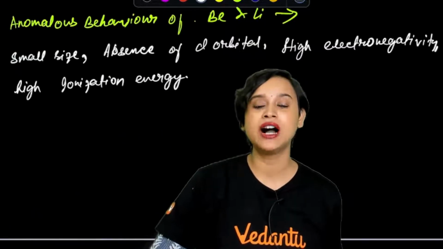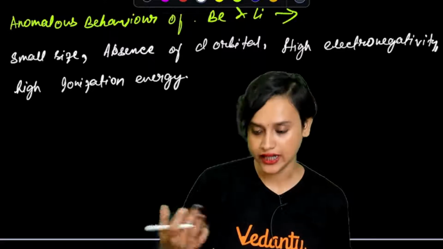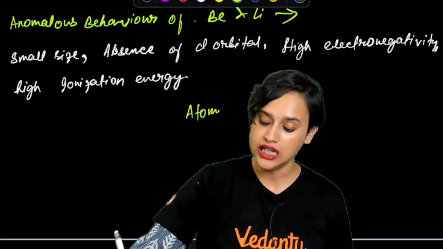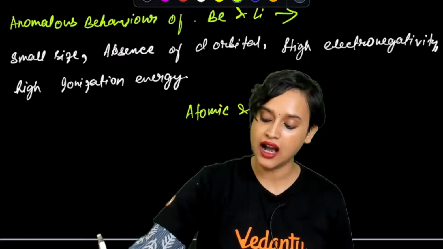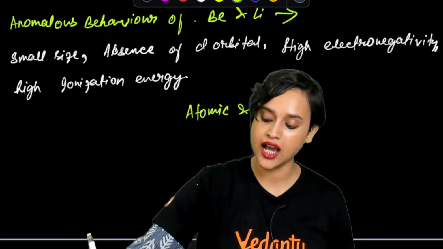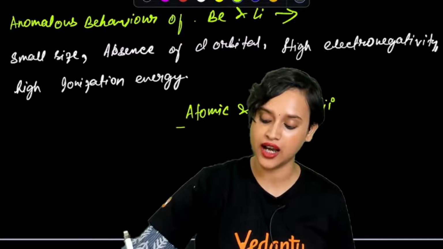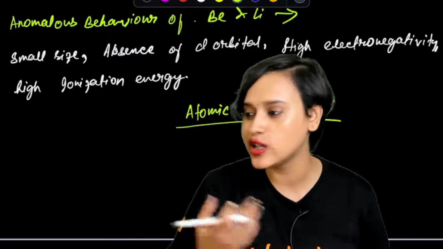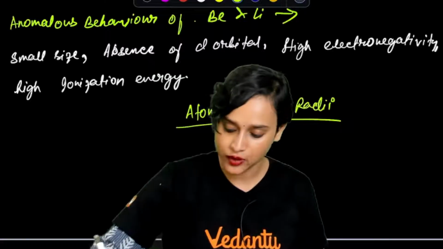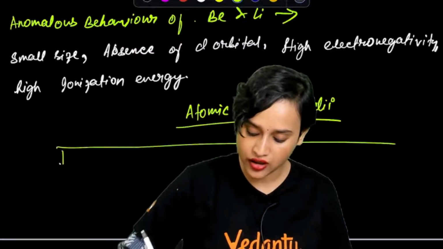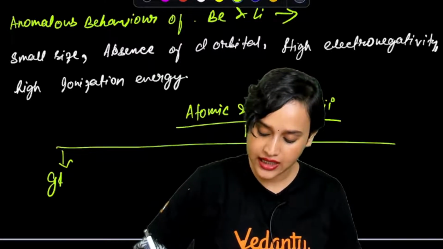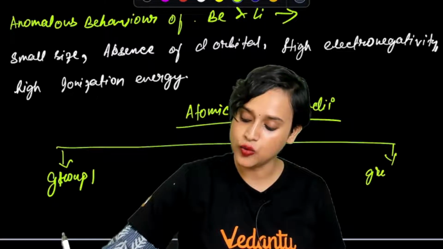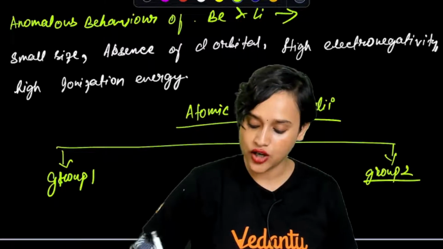Now, let's talk about the atomic and the ionic radii. What is the trend when it comes to atomic and ionic radii? Let's talk about that as well, okay? So, what do we have? We have here group 1. Let's write here group 1 and let's write here group 2.